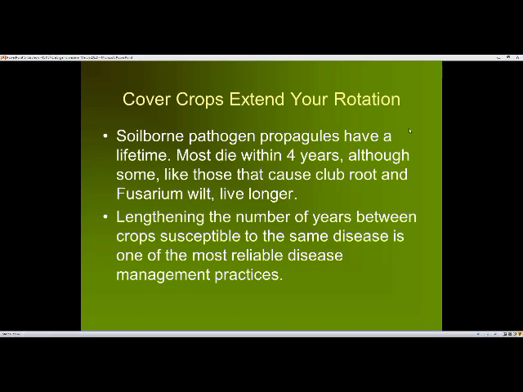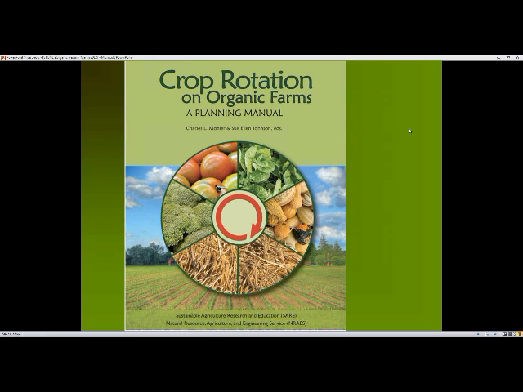So here you see on the cover of this new manual a pictogram of a rotation with 4 different vegetable crop type families here, and then 2 more pie sections representing what could be a sod-based rotation to extend your rotation for 2 more years, or some combination of annual and perennial cover crops.